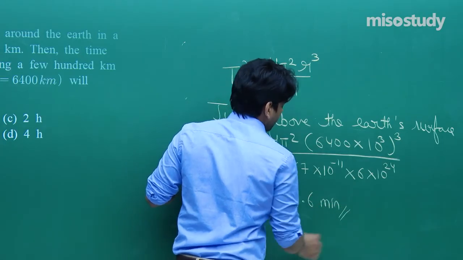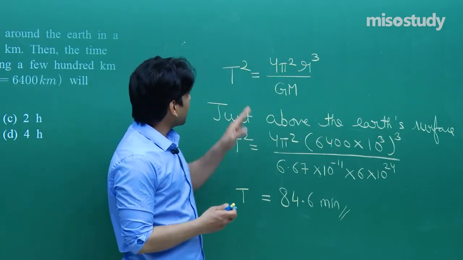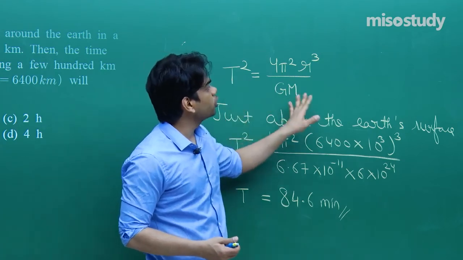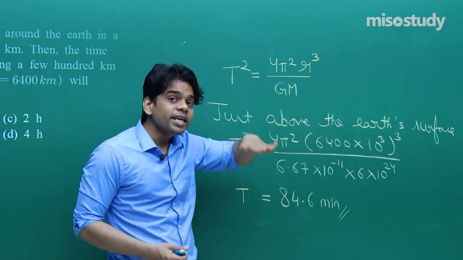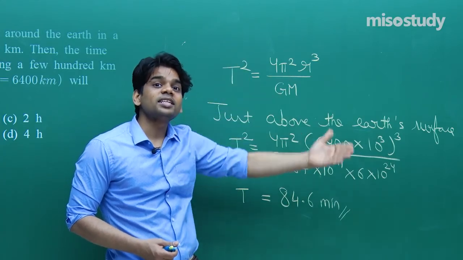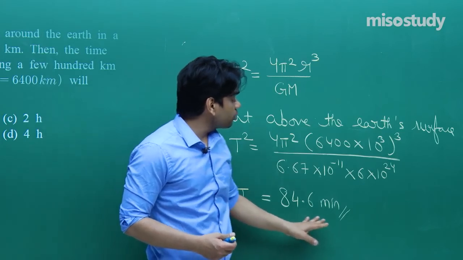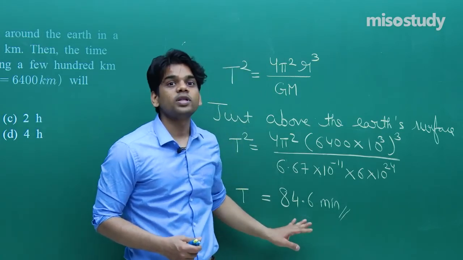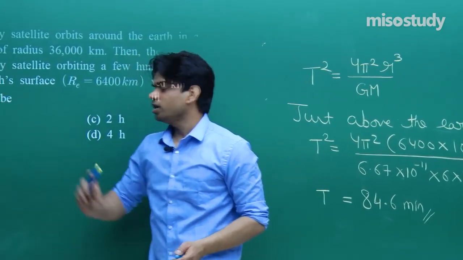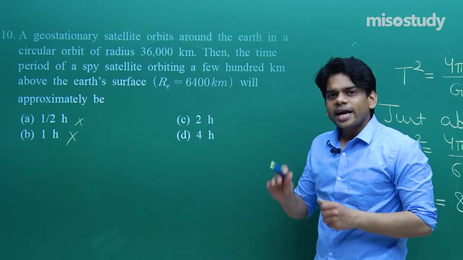84.6 minutes, that is more than an hour. Now you see, square of time period is proportional to r cube. That means if you increase the distance from the planet, the satellite time period will also increase. When it was near to the surface of Earth, the time period was more than an hour. So half an hour and 1 hour cannot suit the given answers. Now you have to take judgment, 2 hour or 4 hour.